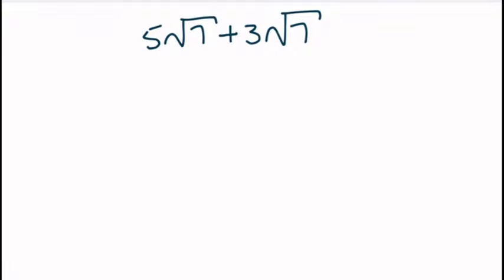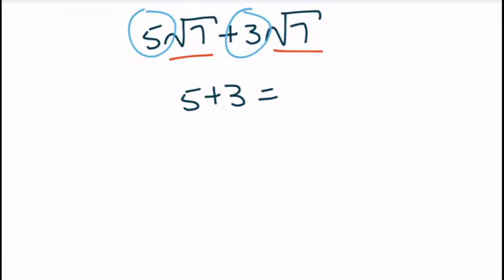Now that we have some rules explained, we're going to get into the practice problems. So let's do 5 radical 7 plus 3 radical 7. As you can see here, the radicals are the same. They're both radical 7, so you can just add the numbers in front of it, or you can also call them coefficients. So we're going to be doing 5 plus 3, which, we all know, is 8. And then we put the unit, or the radical, afterwards. So it's going to be 8 radical 7, and that's our final answer.